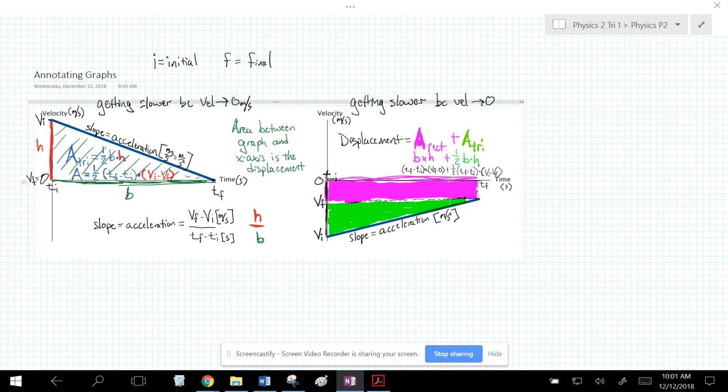Why don't you split up the rest of that page with your group and see how you would go about labeling it if they agree with you. First, again, getting faster, getting slower. Getting faster, getting slower, and then kind of look at how to annotate the different things on there.